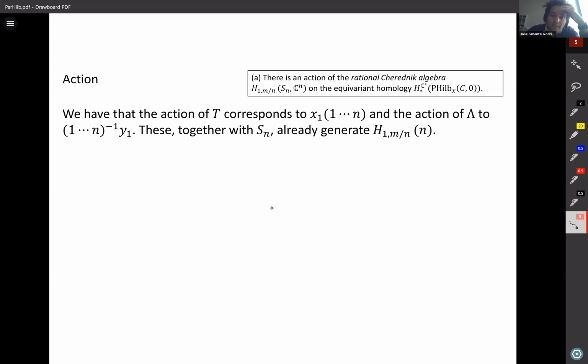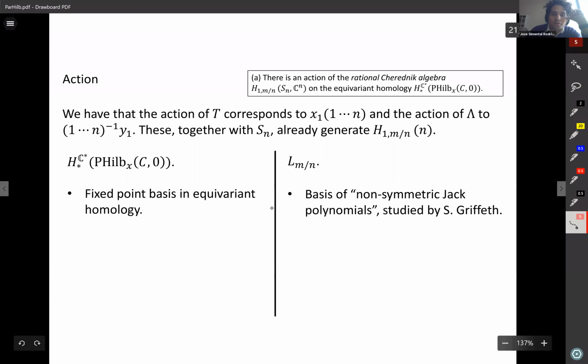So to prove that there is an action of the theoretic algebra, what we should do is to show that these operators T, lambda and Sn satisfy the relations of the theoretic algebra. That's not exactly what we do. What we do is we compare geometric information on the homology of the parabolic Hilbert scheme with algebraic information on this representation Lm over n, as follows.